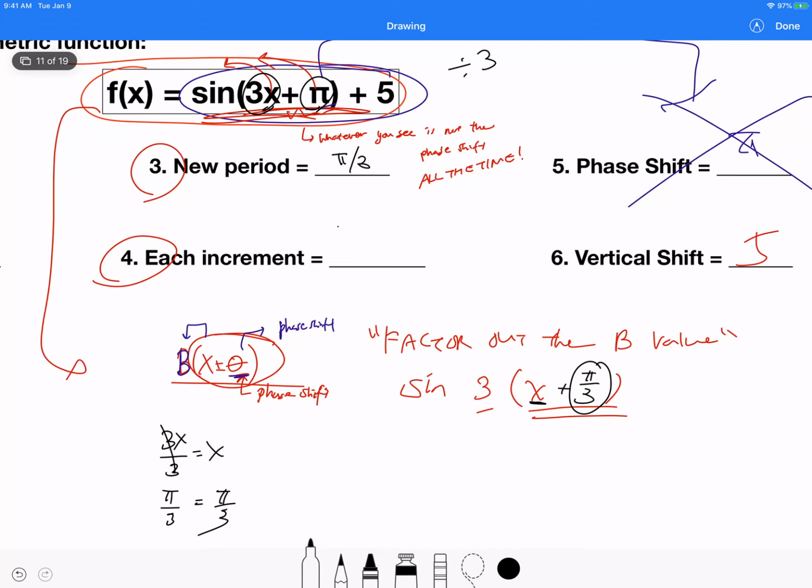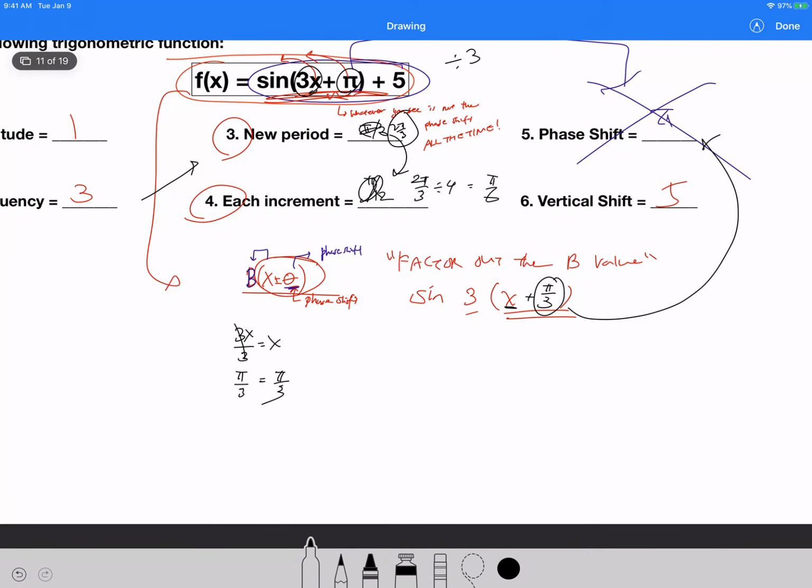And then each increment will be pi over 12 because you just have to take that and divide by, oh, I'm sorry. The new period here would be 2 pi divided by 3, and then each increment will be 2 pi divided by 3 divided by 4, which makes it pi over 6. The phase shift is what we're talking about. It's pi over 3 to the left.